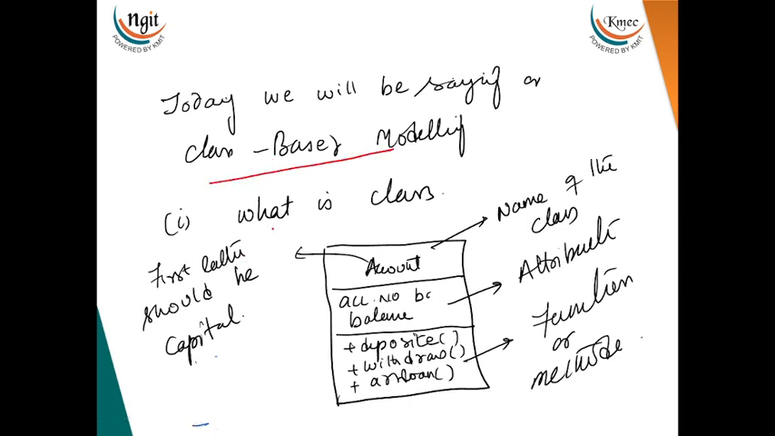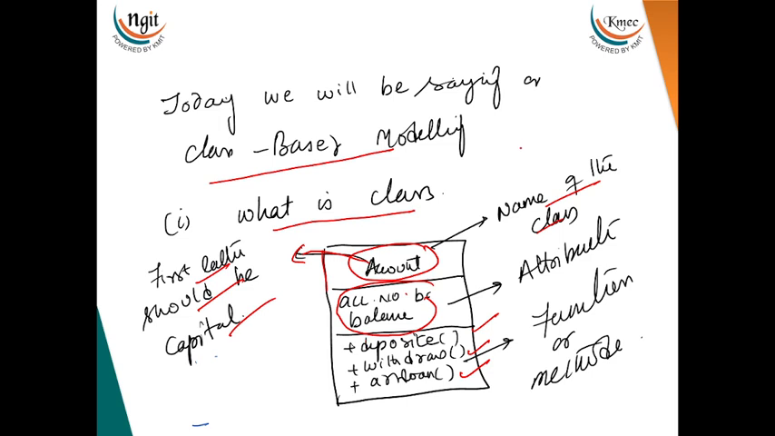Before I tell you what a class is: it is the basic building block of a model, which has all the information about a real thing, correct? It is represented in a rectangular box as you have seen. This is the name, and the first letter should be a capital. Then we have the name of the class, and these are its attributes, such as account number and balance. And these are its functions: deposit, withdraw, add loan.